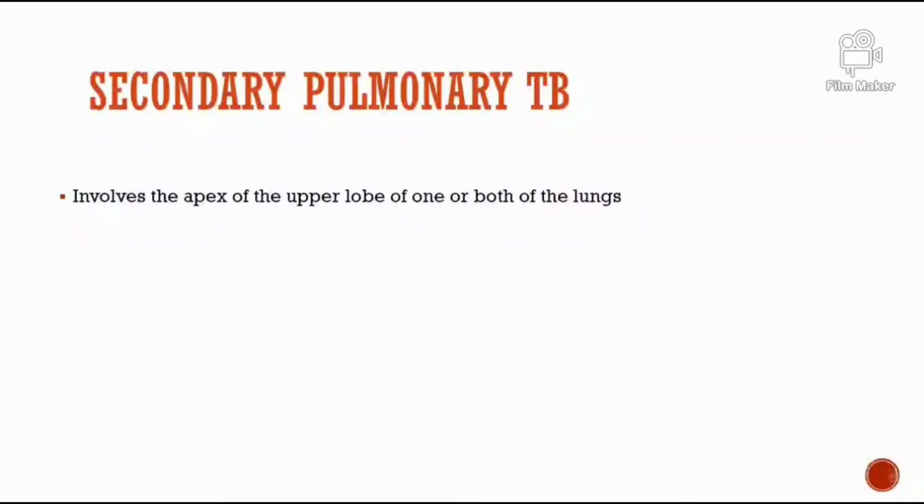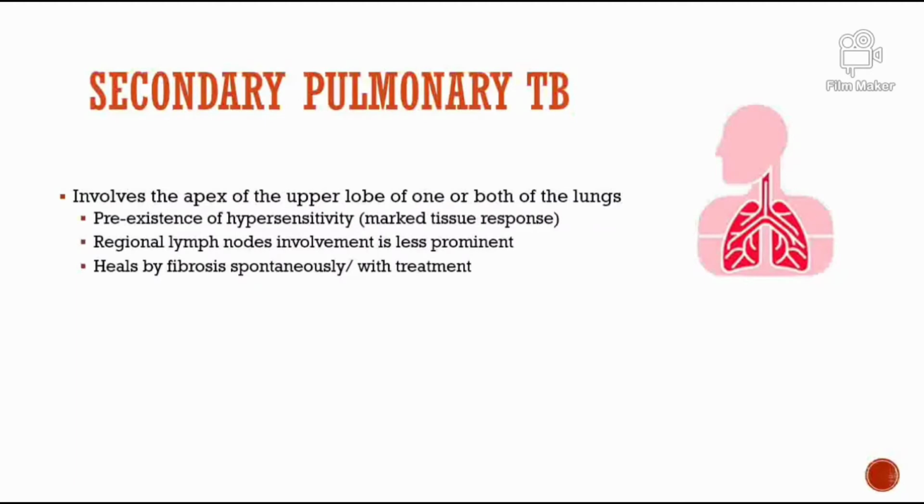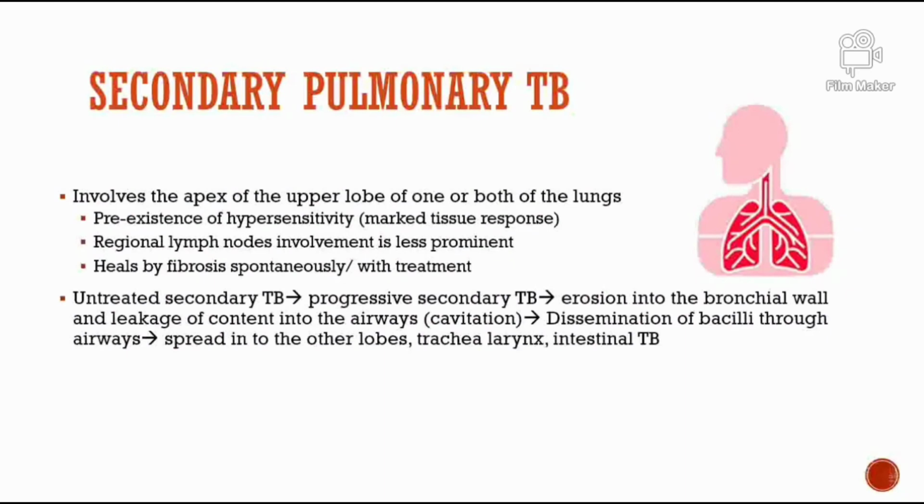Then it involves the apex of the upper lobe of one or both of the lungs. Because of the pre-existence of hypersensitivity, regional lymph node involvement is less prominent, and it heals by fibrosis spontaneously or with treatment. Then if secondary TB is untreated, it will progress to erosion into the bronchial wall and leakage of the contents into the airways, which is also called cavitation. Then the dissemination of bacilli through airways will spread into the other lobes, trachea, and larynx, and it will also cause intestinal TB.